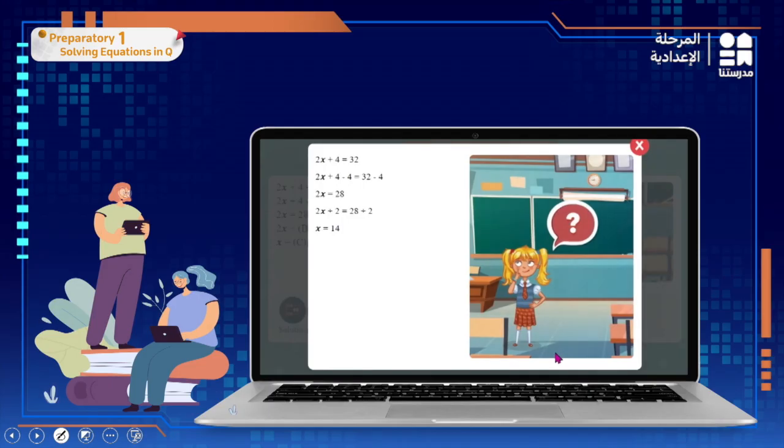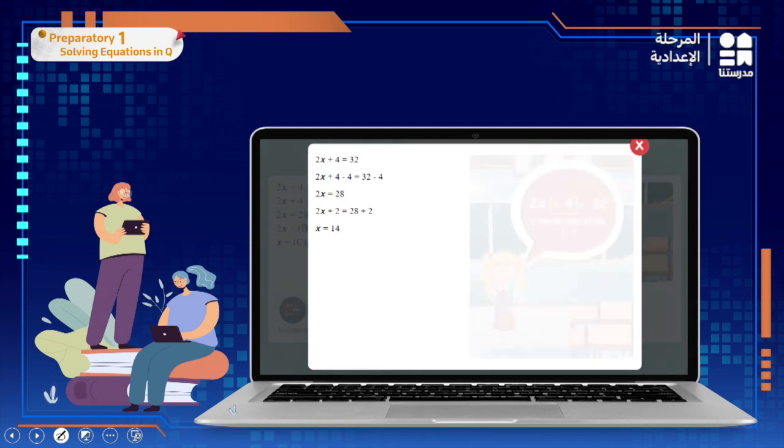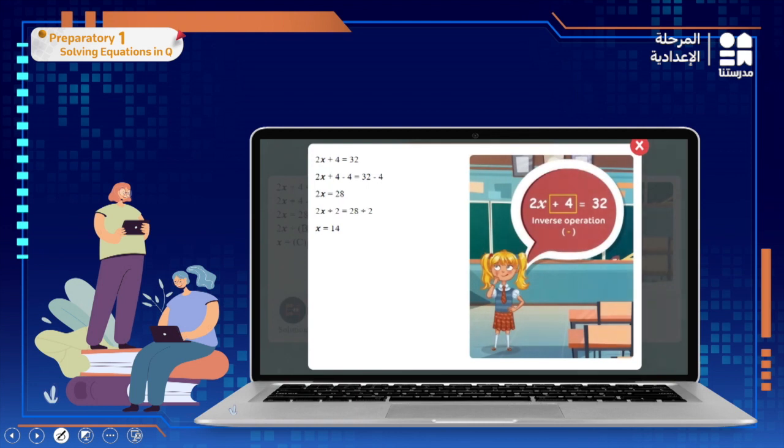Adding 4 to double a number, the result is 32. To solve this equation, we need to remove 2 and 4 from the left side of the equation. Start removing 4. It is the easy way. We have here plus 4. That is addition. To remove it, we use the opposite operation. The opposite operation here is subtraction. So, we subtract 4 from the left side.